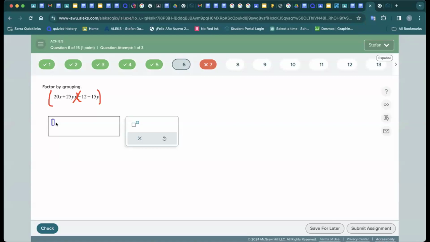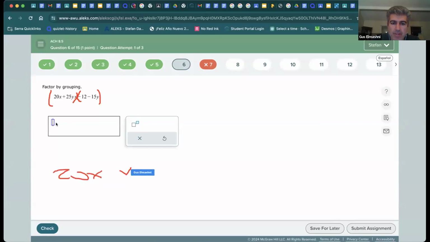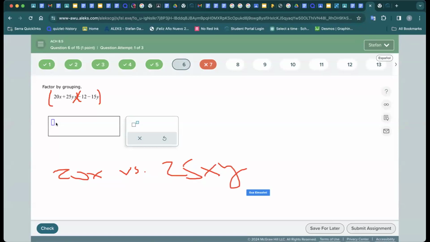It's all about pulling out. That's all it is. 20x, right? No. Okay. You have 20x versus 25xy. So you got to figure out what's common between both of those. What are you going to pull out? 5. That's better. Yeah, I like that. 5. And what else?